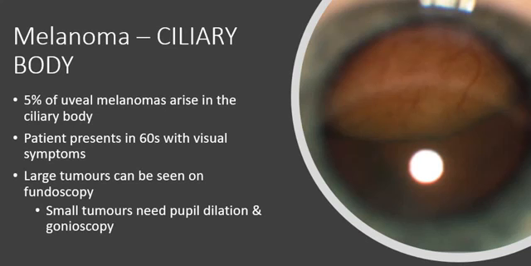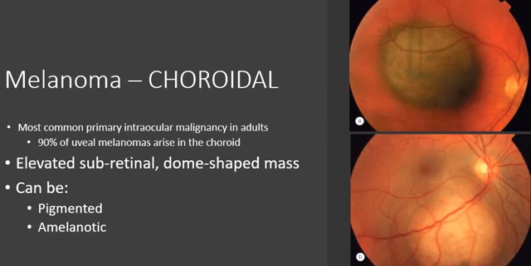Occasionally the melanoma can also be discovered on routine examination if the patient's just going in for an eye check with their eye specialist or optometrist or orthoptist. The melanomas shown here are choroidal, and these are the most common primary intraocular malignancy in adults.